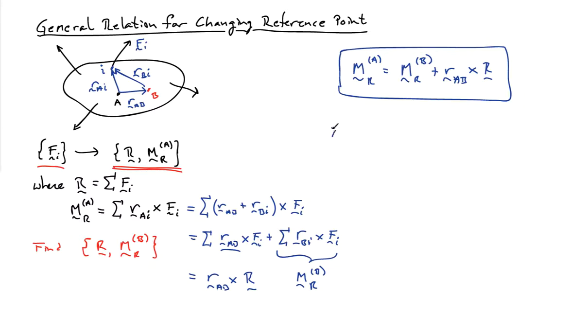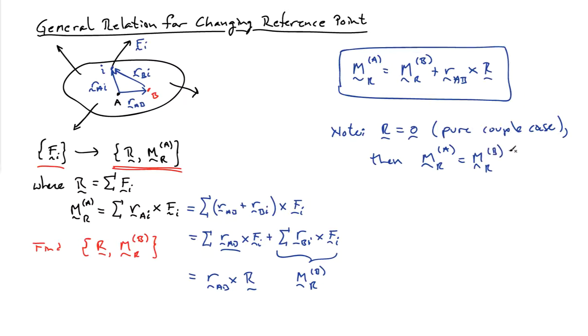Note that if the resultant happens to be equal to 0, so in other words I'm in the pure couple case, then the two moments are the same, the two resultant moments. So MRA equals MRB. So this is an example of a fact that we saw earlier, that when you have a pure couple, the reference point doesn't matter. You'll always get the same result.